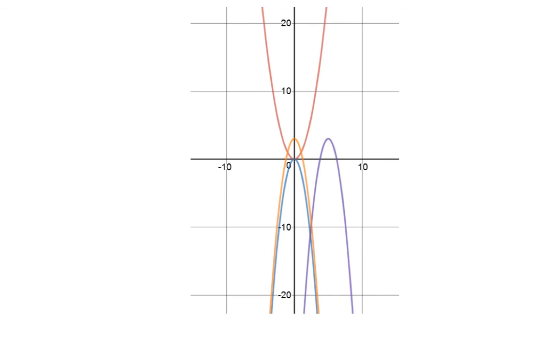Let's summarize everything we've just done. So we started with our red parabola, which was y equals x squared. We applied a reflection in the x-axis, and we applied a vertical stretch by a factor of 2, which gave us our blue parabola. Then we translated our blue parabola upwards by 3 units, which gave us our orange parabola. And then we translated our orange parabola 5 units to the right, which gave us our final purple parabola.